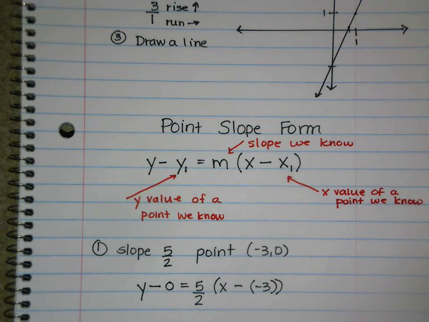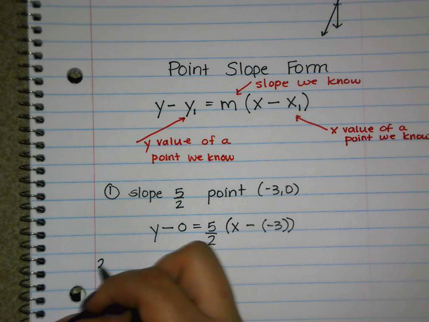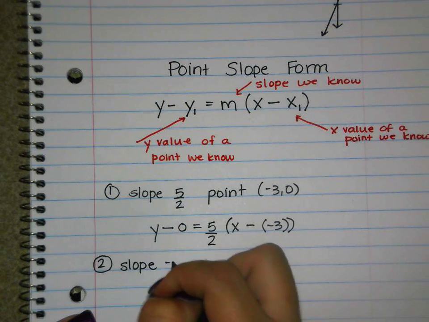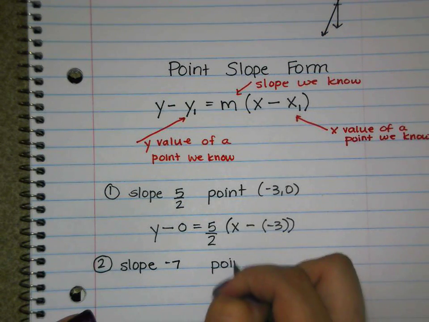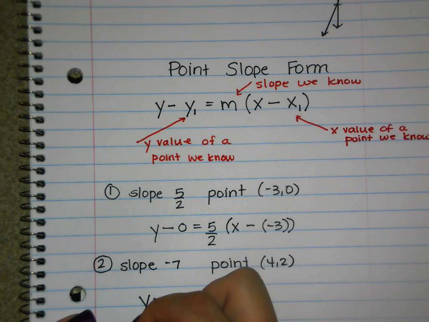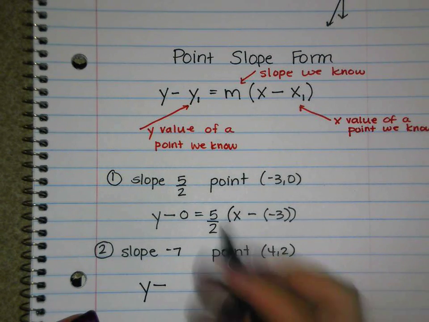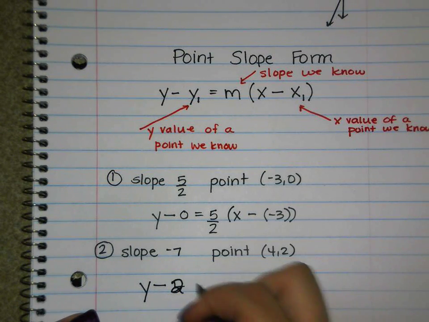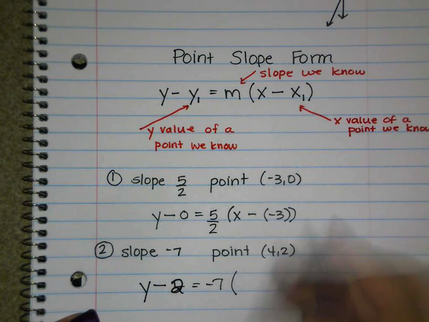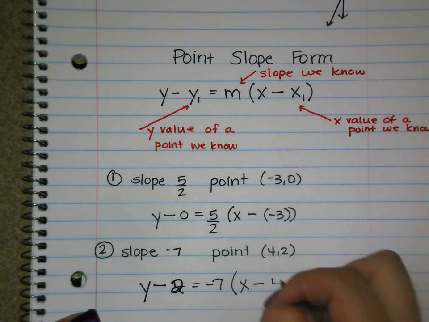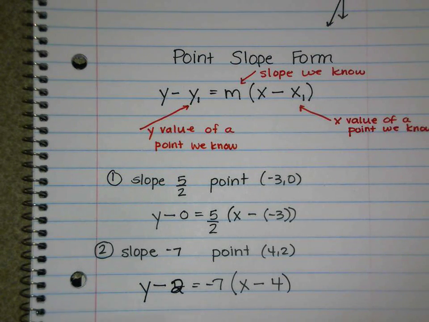That's point slope form. Okay, now let's try another one. It's going to feel easy. It's going to get a little more complicated in a second. Don't worry. So we have slope is -7, and our point is 4, 2. So that's the y variable minus the y we know, which is 2, equal to the slope we know, which is -7, times x, which is just a variable, minus the x we know, which is 4. If it's asking you to leave it in point slope form, that's it. You just leave it in point slope form.